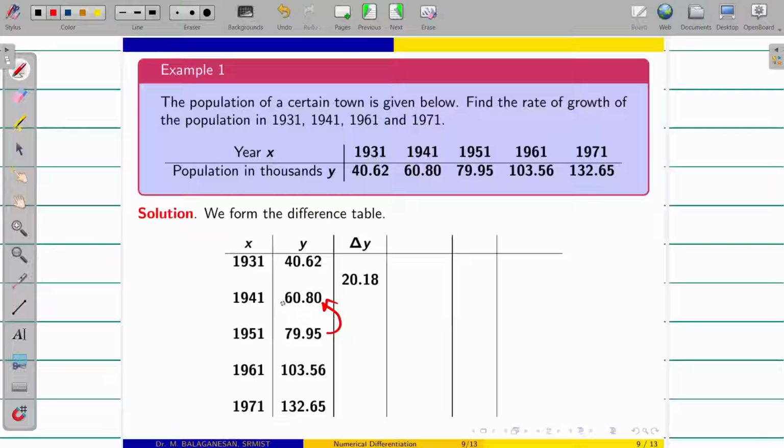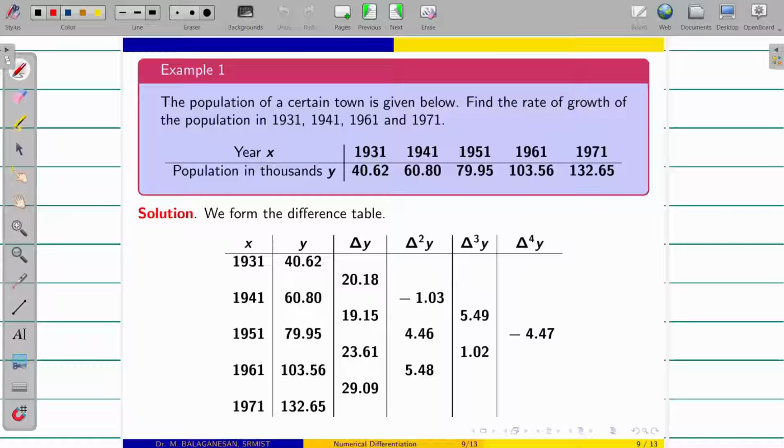Do not make the mistake, guys. Some members will subtract this minus this. It will be wrong. It should be the next value minus the previous value. It is equal to this. Similarly, subtract this, and you can get this value. And then finally, 132.65 minus 103.56, you get 29.09. Similarly, try to find the rest of the differences: the second difference, third difference, and finally the fourth difference. Until we get a single value, we have to proceed. Right. We found the difference table.